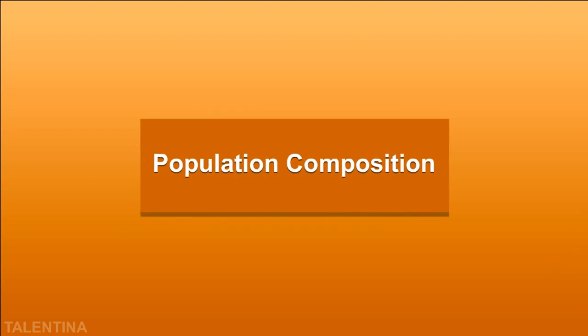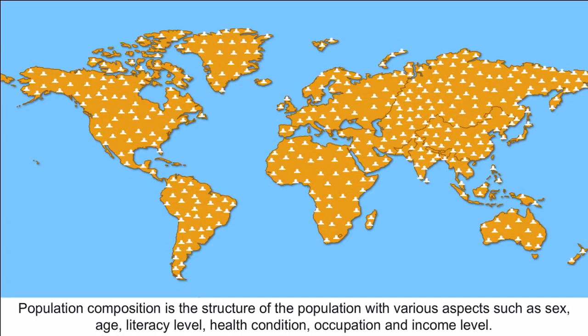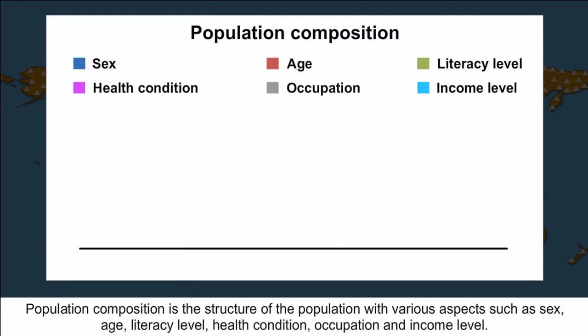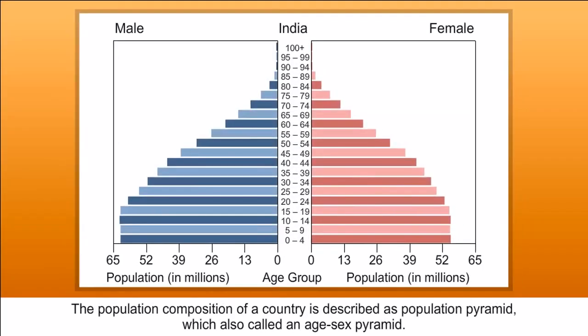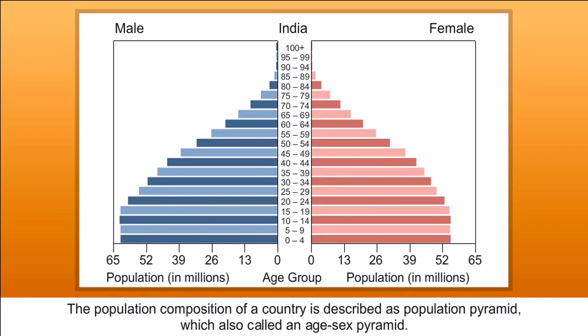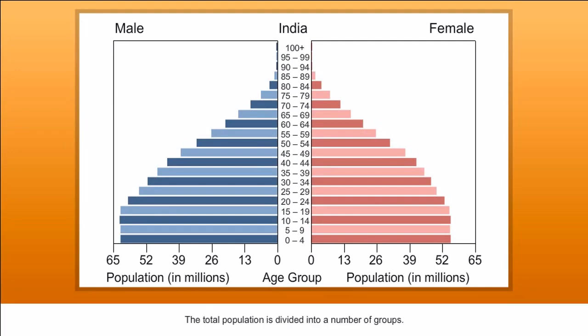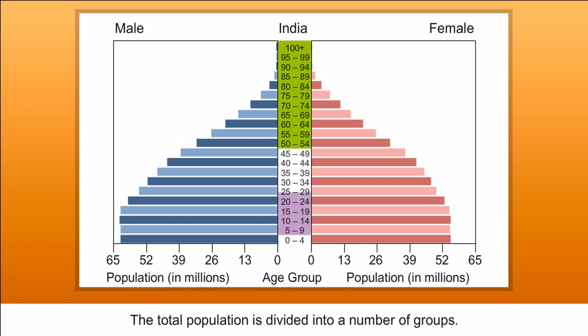Population composition. Population composition is the structure of the population with various aspects such as sex, age, literacy level, health condition, occupation, and income level. The population composition of a country is described as a population pyramid, which is also called an age-sex pyramid. The total population is divided into a number of groups, for example, aged over 50 years, 5 to 9 years, etc.